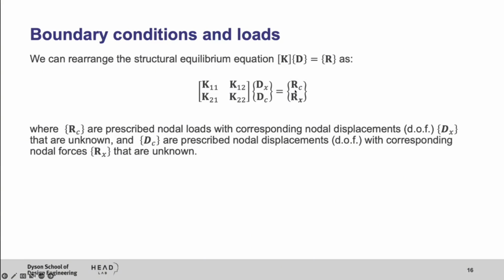So dx is corresponding to the known nodal forces. And the same thing for dc. So these are prescribed nodal displacement which have corresponding nodal forces which are unknown. So these are the supports that I told you, and this is the external force that is applied. And then we don't know the displacement of the node. So these are the unknowns shown with x and x here.